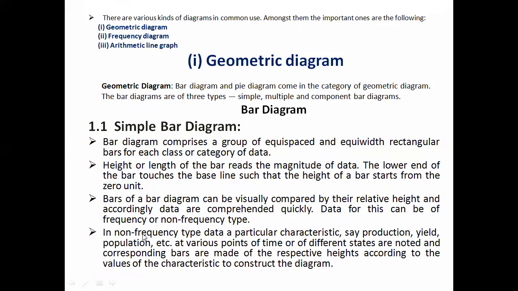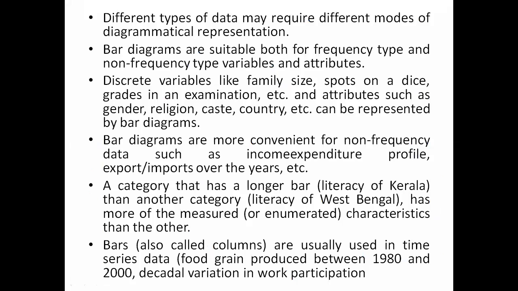In non-frequency type of data, a particular characteristic, say production, yield, or population, at various points of time or in different states is noted, and the corresponding bars are made of respective heights according to the value of the characteristic to construct a diagram, right? So different bars will be there. That is what we have seen in Excel also. We can prepare those different bars, right? Different types of data may require different modes of diagrammatic presentation. Bar diagrams are suitable both for frequency type and for non-frequency type, right?